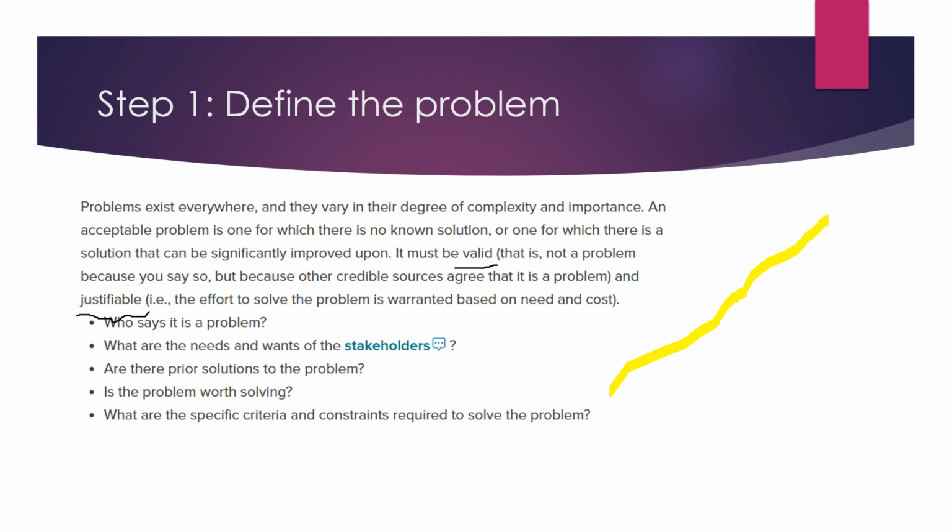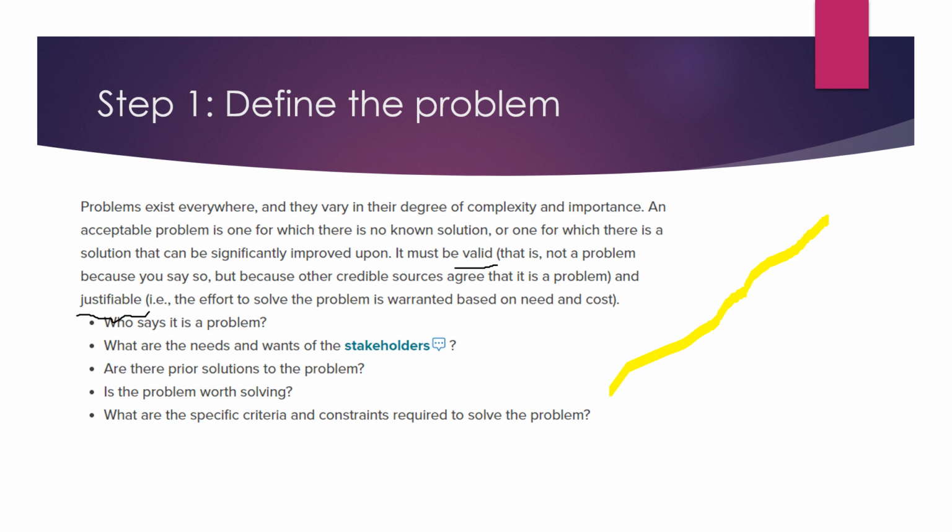Now, they give you some questions here. Who says it's a problem? In this class, if Ms. Taylor says it's a problem, it's a problem. What are the needs and wants of the stakeholders? This is something that we actually do see in education. Stakeholders are the people that have a stake in the problem being solved. So if we were talking about the school dress code, students would be stakeholders.